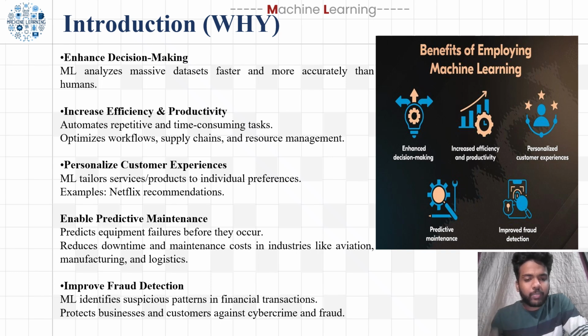It automates repetitive and time-consuming tasks like supply chains and resource management, and it is very important in every task management system. It also gives a personalized customer experience, and ML tailors services and products to individual preferences. Examples are Netflix recommendation, YouTube recommendation, and movie recommendation too. It also enables predictive maintenance that reduces downtime and maintenance cost in industries like aviation, manufacturing, and logistics, and bigger industries too.